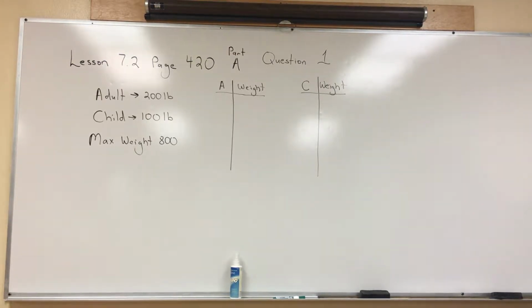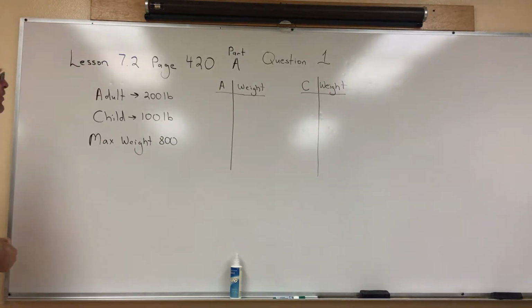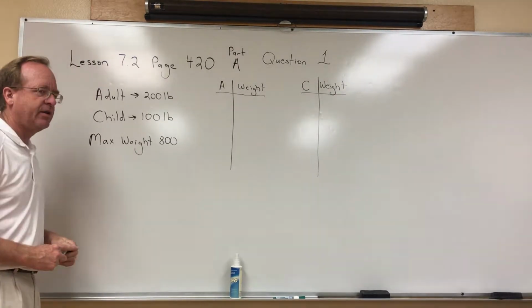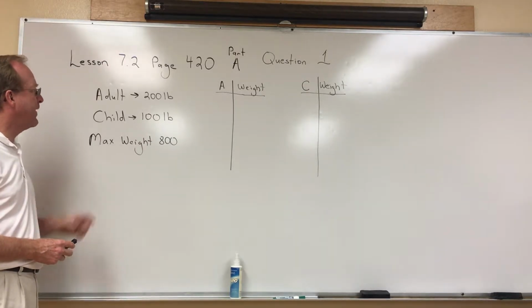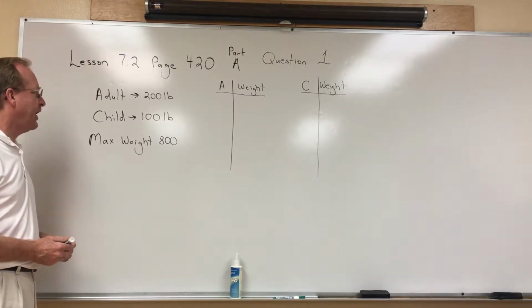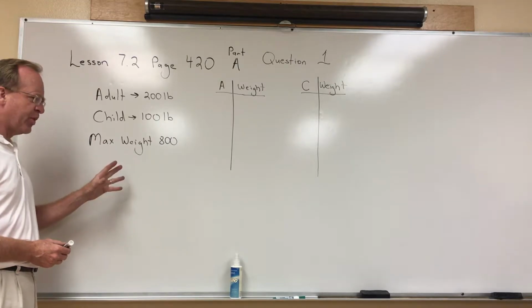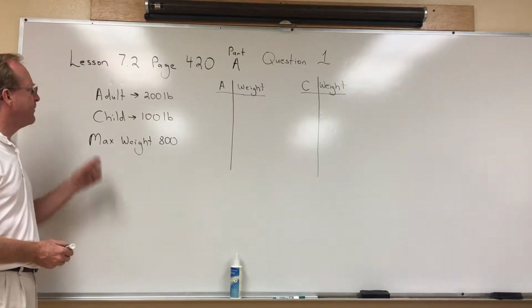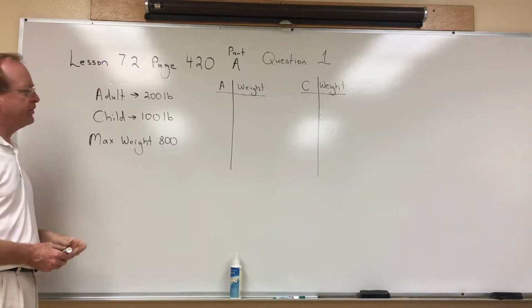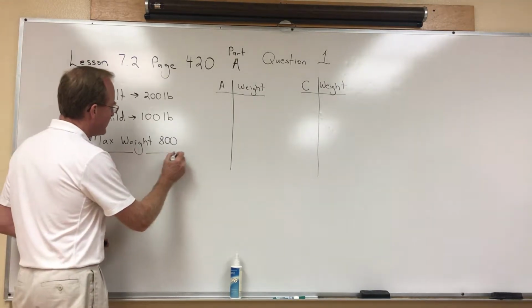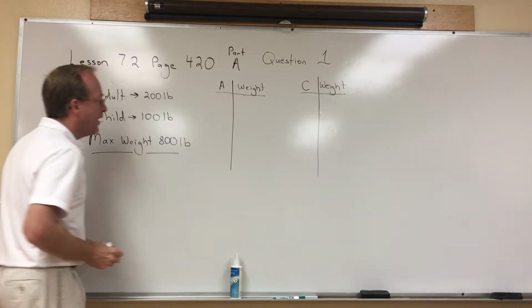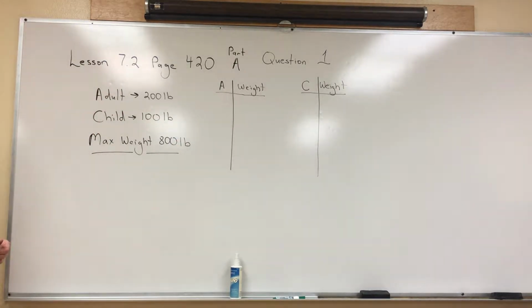Okay, so we're looking at lesson 7.2, page 420, and they're giving you a scenario where there's a guy who runs a whitewater rafting company, and the first part of the scenario deals with weight. He's figuring that adults weigh 200 pounds, kids weigh 100 pounds, and the maximum weight that he can put in the raft is 800 pounds. Now, question 1 asks you to create an inequality based on how much weight he can carry.